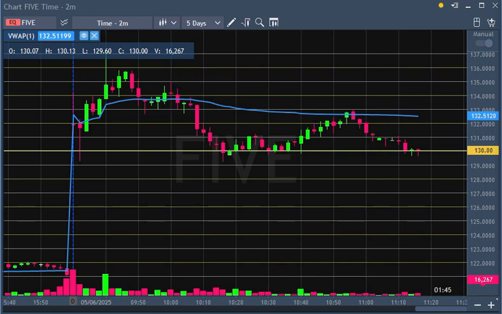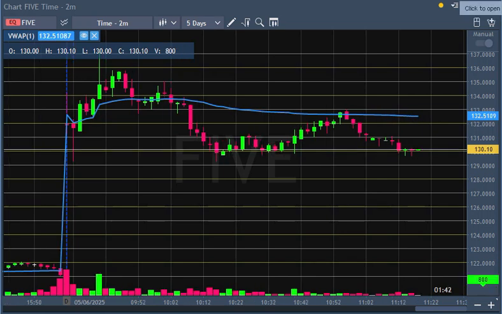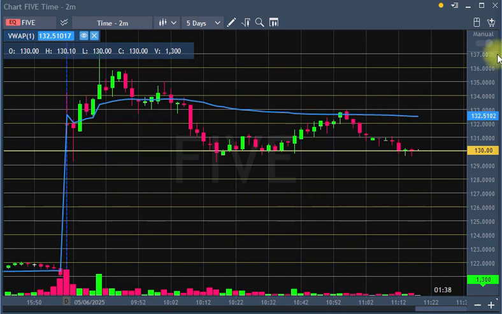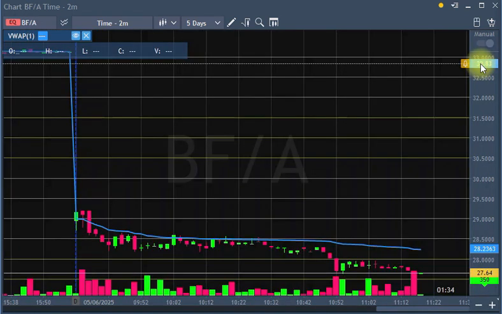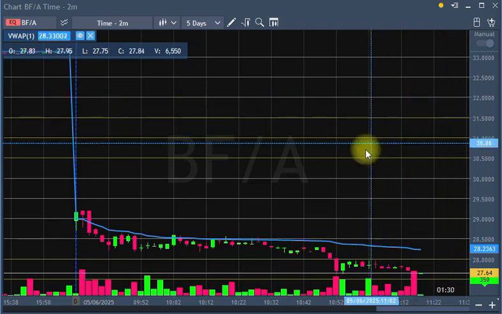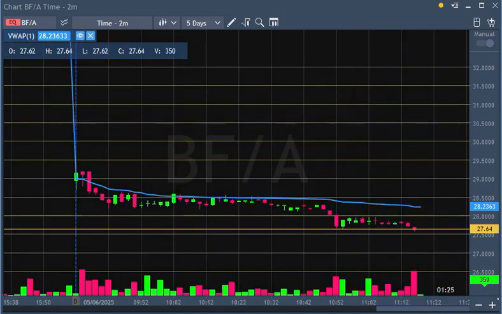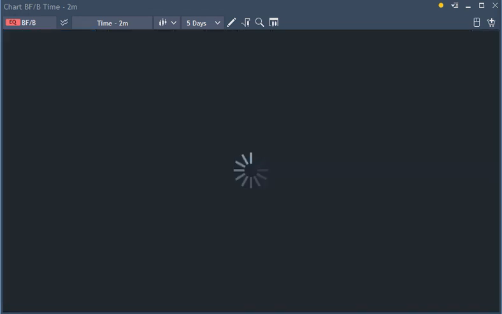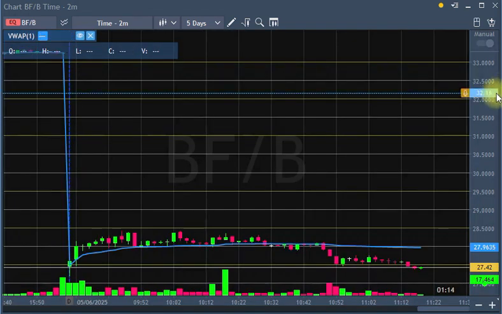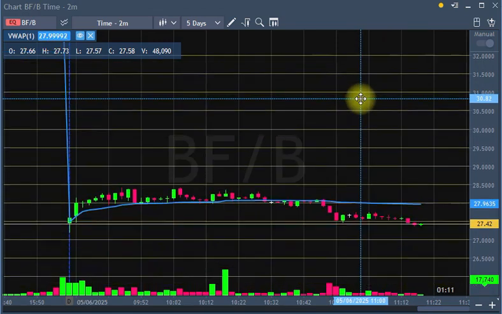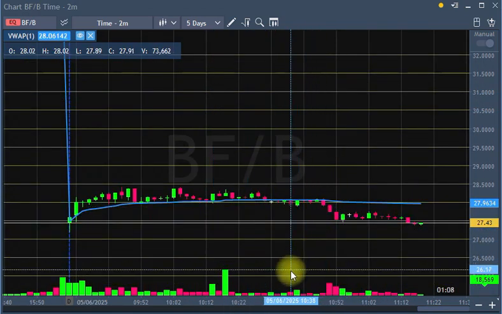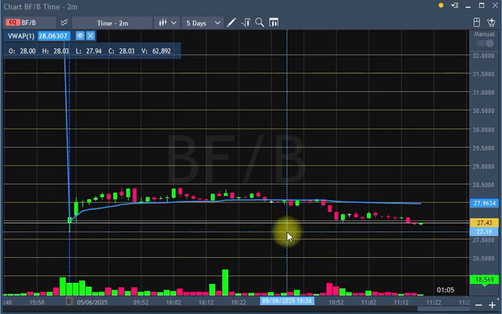Another one, BF/A, Brown-Forman. Volume very low and trending lower. Down 16%. Let's take a look at the other one, which carries more volume. BF/B carries a lot more volume, and the trend is lower. Okay, we may look for a trade here.